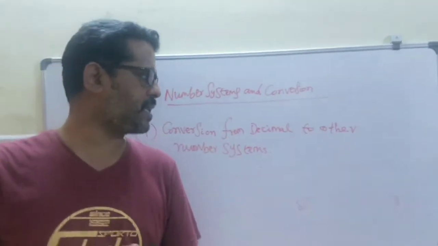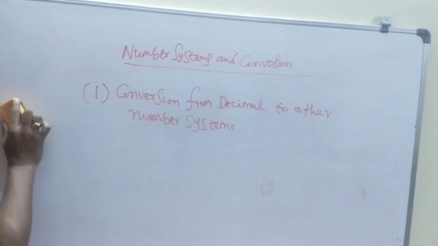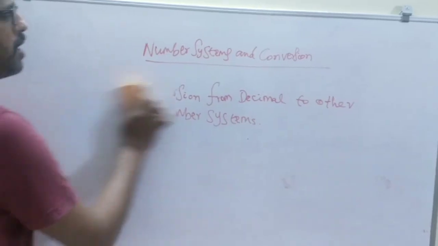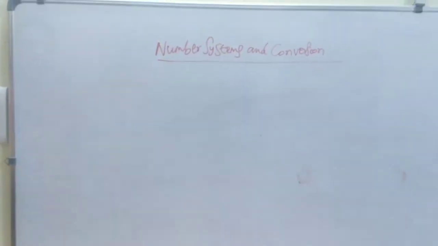Now we will see this through an example so that you can easily understand this part. Conversion of the decimal number system to other number systems. We will take the same decimal number.